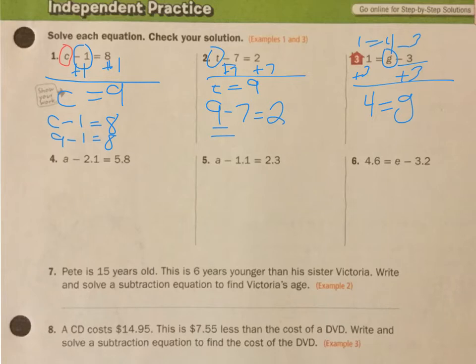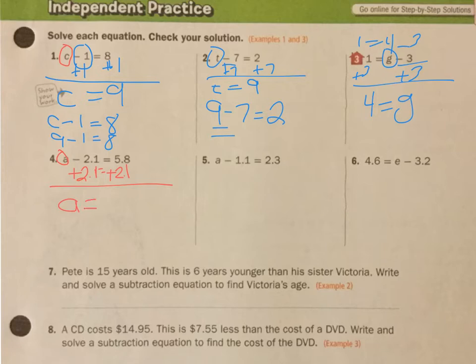Yay. Alright, A. I want to get that all by itself. So I'm going to take this negative 2.1 and I'm going to add 2.1 because that will get rid of it. And then I'm going to add 2.1 on this other side. Let's see what we get.